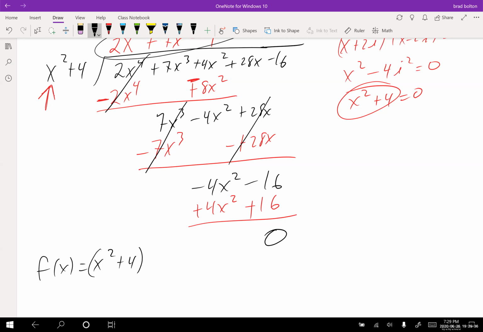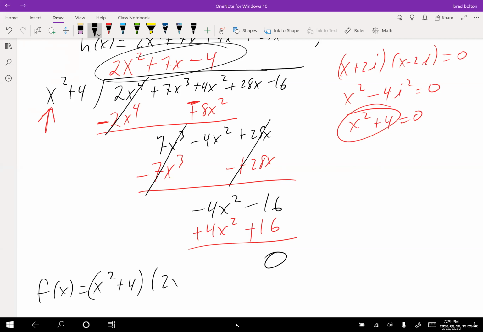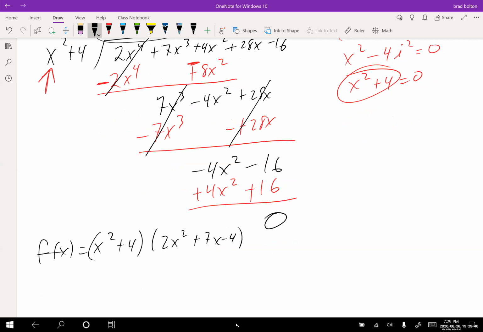Now we need the other ones. So here is 2x squared plus 7x minus 4, but we don't know if that's factorable or not. So we can't stop here. We got to keep going. So we're going to say 2x squared plus 7x minus 4. Is that factorable? Well, let's see.